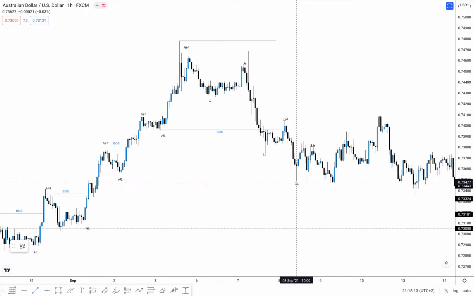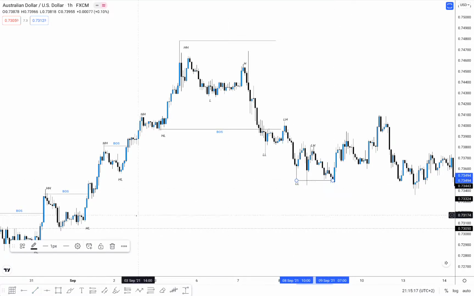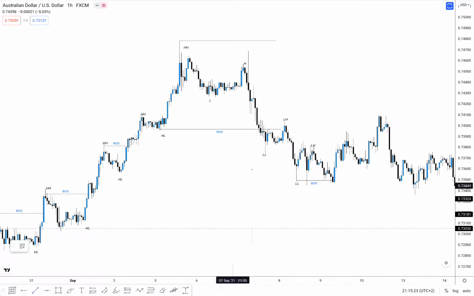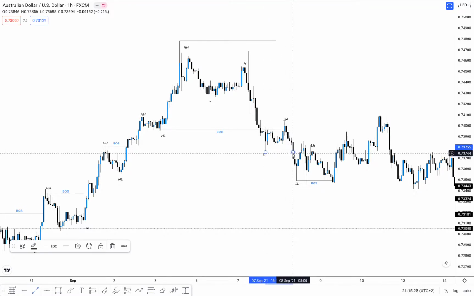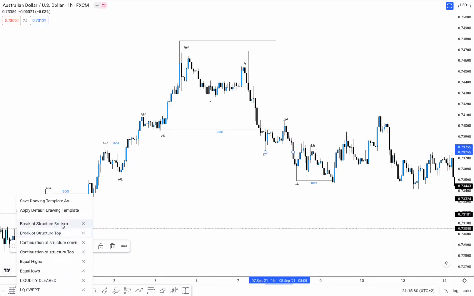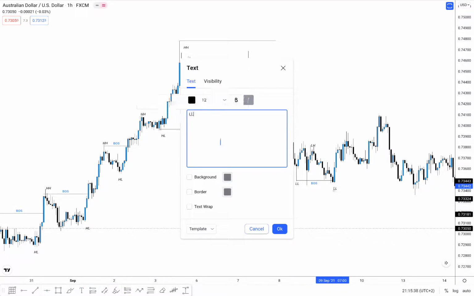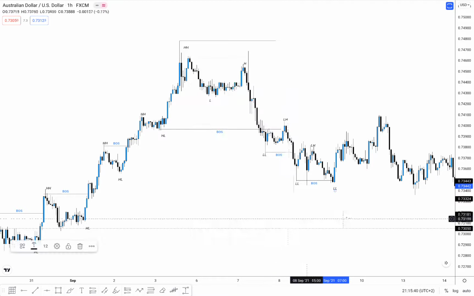Structural points have been broken, this previous low. Ooh, BOS bottom. So now we're bearish, guys, right? So we're gonna mark up the microstructure as well. This becomes our new lower low now, right? Low, low, low, low. Bam.